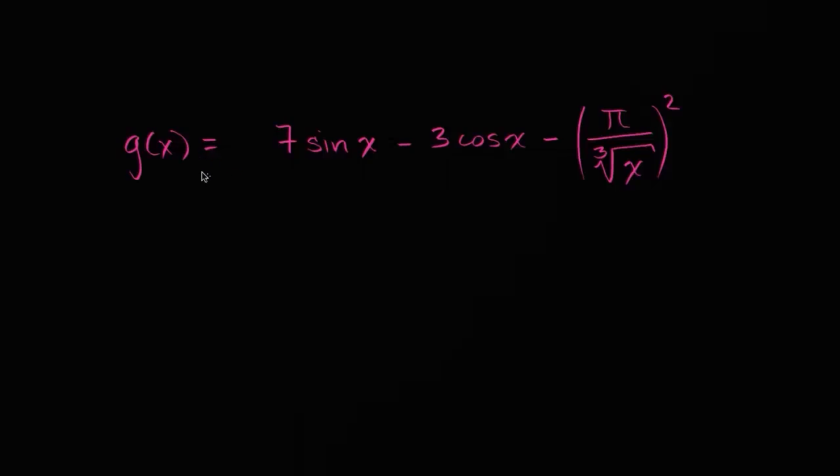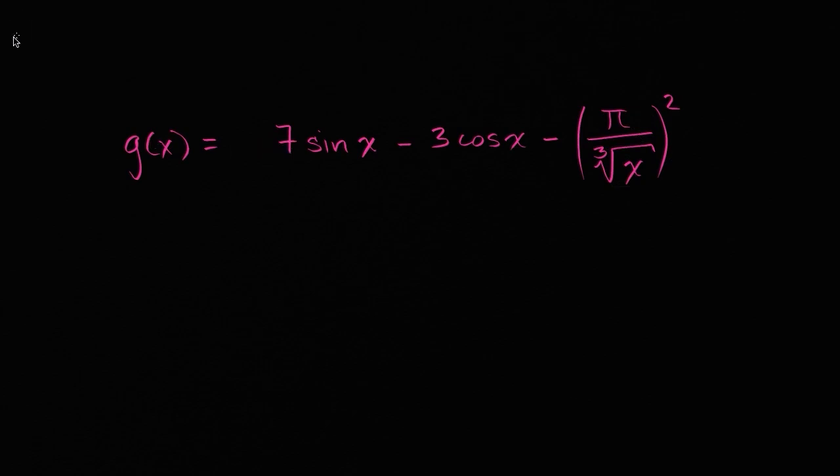What we want to do is find the derivative of this g of x. And at first, it can look intimidating. We have a sine of x here. We have a cosine of x. We have this crazy expression here with the pi over cube root of x. We're squaring the whole thing. And at first, it might seem intimidating. But as we'll see in this video, we can actually do this with the tools already in our toolkit.